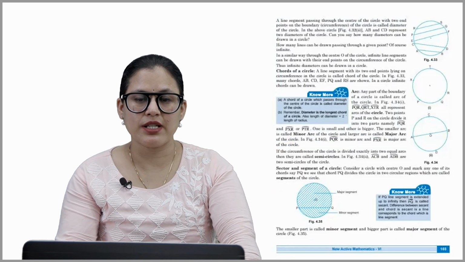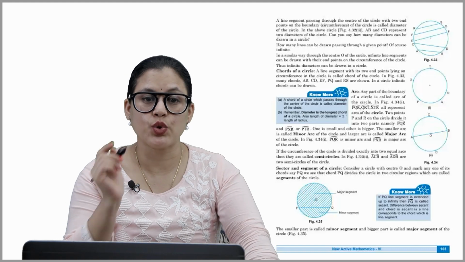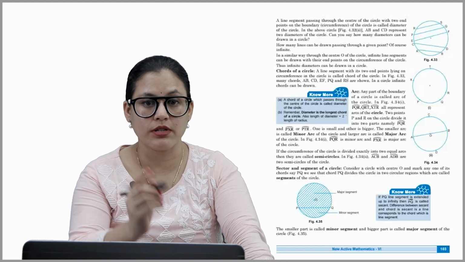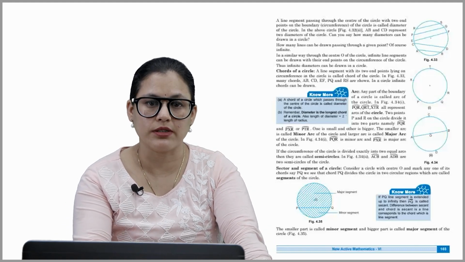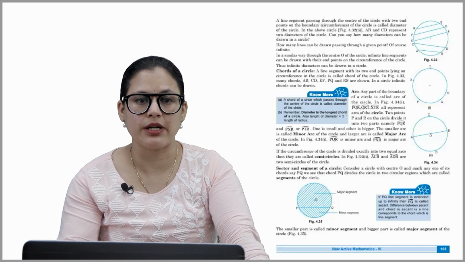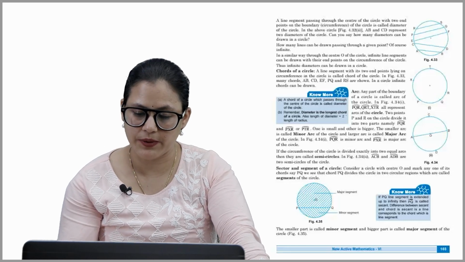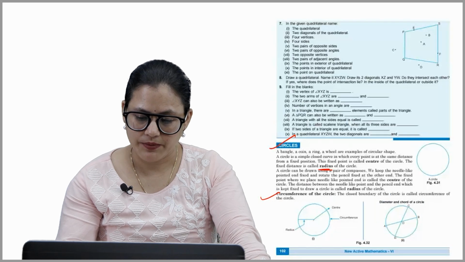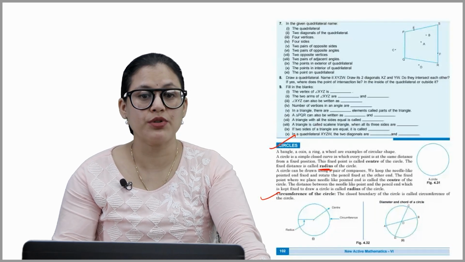A line segment passing through the center of the circle with two endpoints on the boundary or the circumference of the circle is called the diameter of the circle. In the above figure, that is figure 4.32, AB and CD represent two diameters of the circle. See, AB and CD, these are the two diameters of the circle.